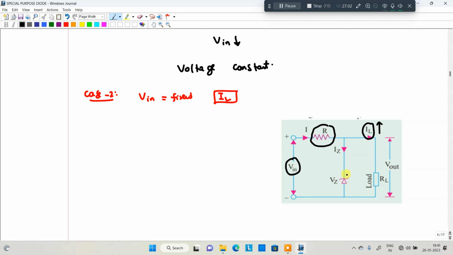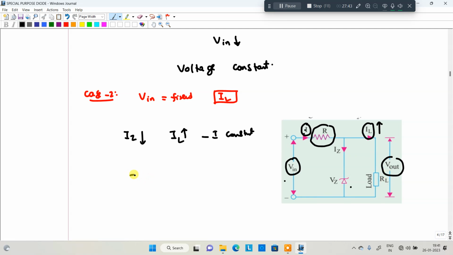Whenever IL increases, the diode current IZ decreases, because you are applying a constant input voltage, which means a constant current will be flowing. Whenever IL increases, IZ decreases. Keeping I constant, the IR drop is also constant. This is the way V output is unaffected. The output voltage across this particular load is not changed. That is the first one.